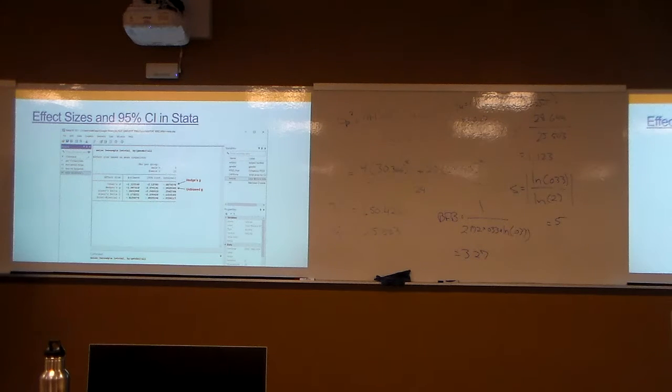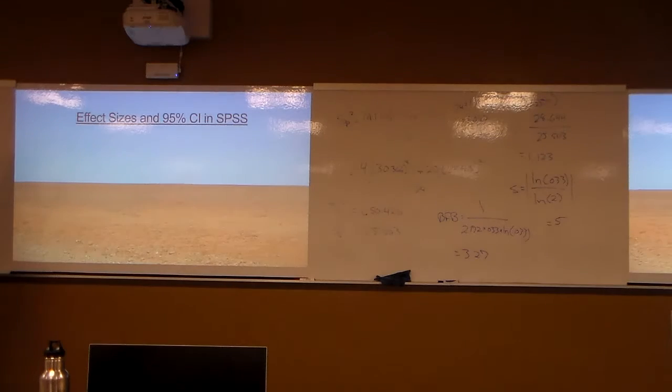Glass's delta 1 is just using group 1's standard deviation as your standardizer. Delta 2 is using the other group's standard deviation as your standardizer. And then this last one, you don't have to worry about that at all. So this is nice. You can just plug yours in and pop up your effect sizes automatically within the program now. Effect size 95% confidence intervals in Stata, or in SPSS, the desert wasteland out there.